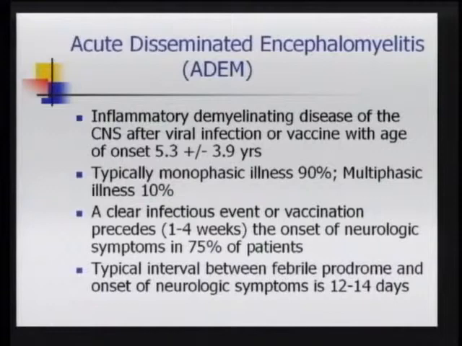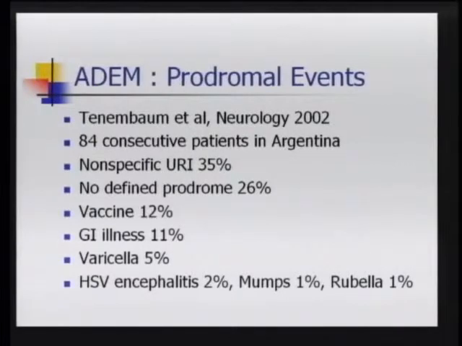And the typical prodrome before this is about 12 to 14 days for most kids. The Tenenbaum data from Argentina, again, there was a significant prodrome in about 35% of the patients. GI and varicella, if you add those two together, it's roughly somewhere around 50% or so.